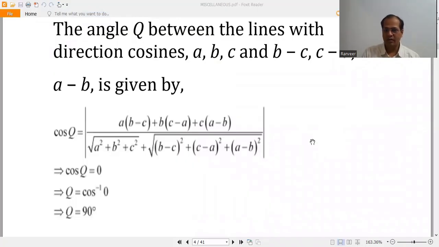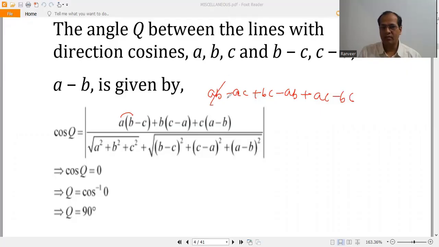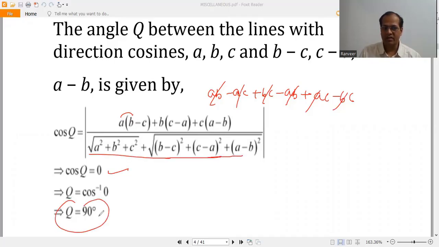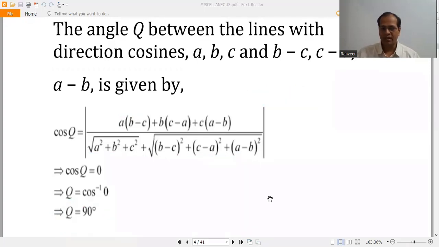Now, in the numerator part, once we solve, it is ab minus ac plus bc minus ab plus ac minus bc. So ab will cancel, bc will cancel, ac will cancel. So this becomes 0 divided by some number. So the angle is cos inverse 0, which is 90 degrees. So in this way, if the direction ratios are given, we can easily find out the angle.